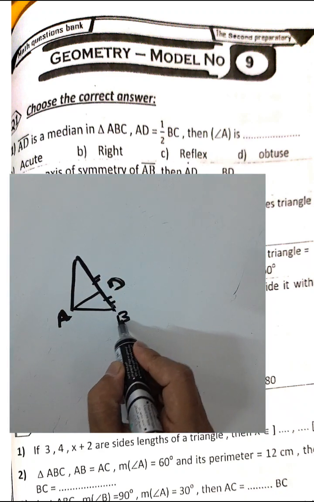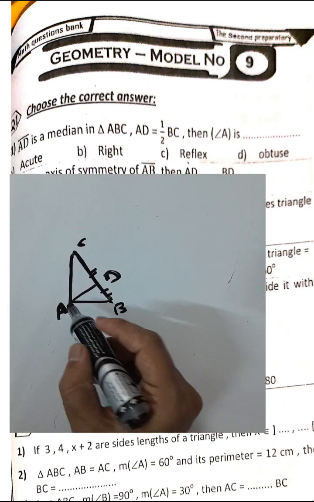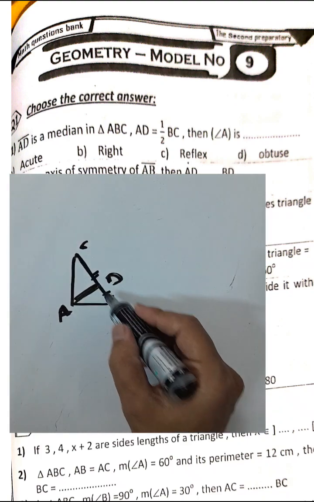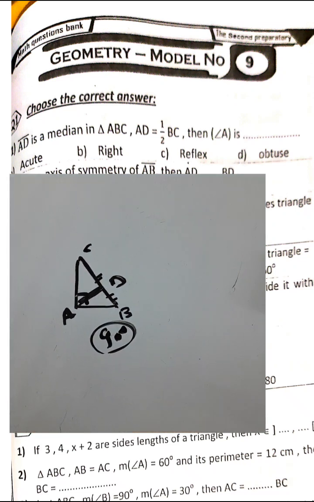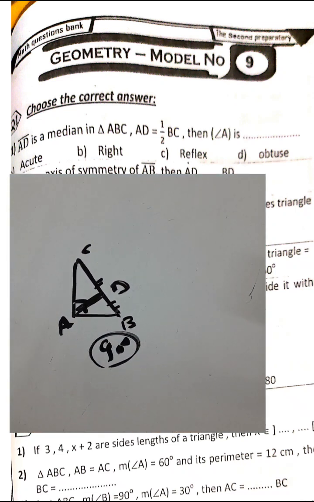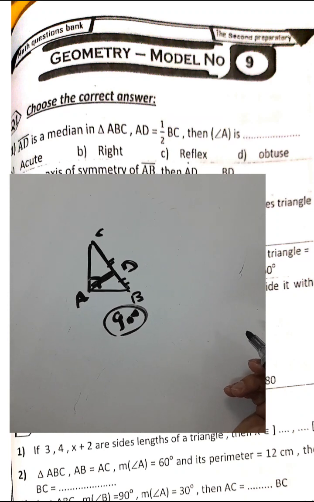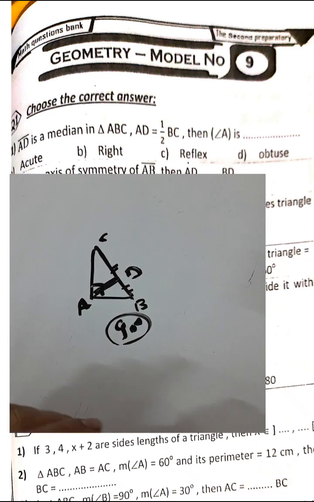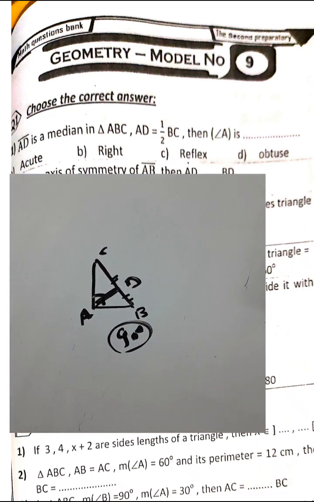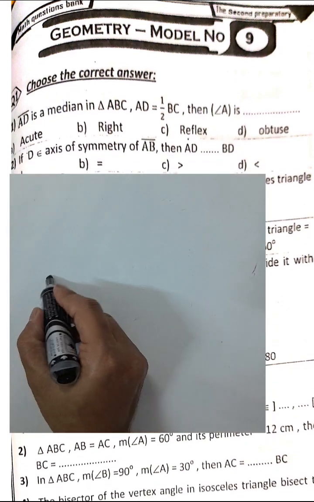And we have triangle ABC here, and ED is the median of this triangle, and it tells us ED is half of BC, then the measure of angle A equals 90 degrees. Okay, then the result will be 90 degrees. Understood? Because AD is the median in this triangle, the measure of angle A equals 90 degrees. Understood? Then angle A will be right. Choose letter B.